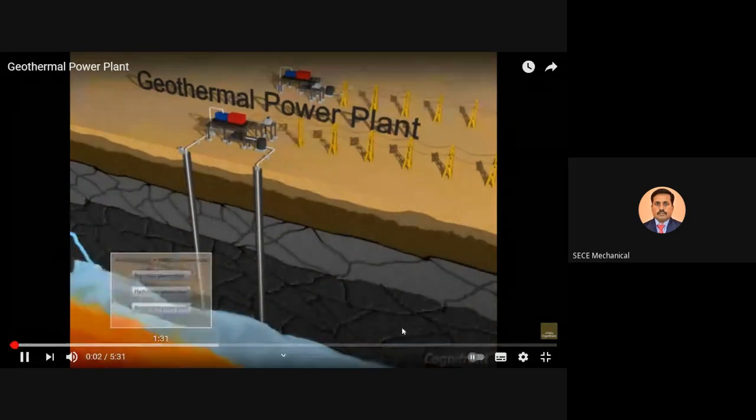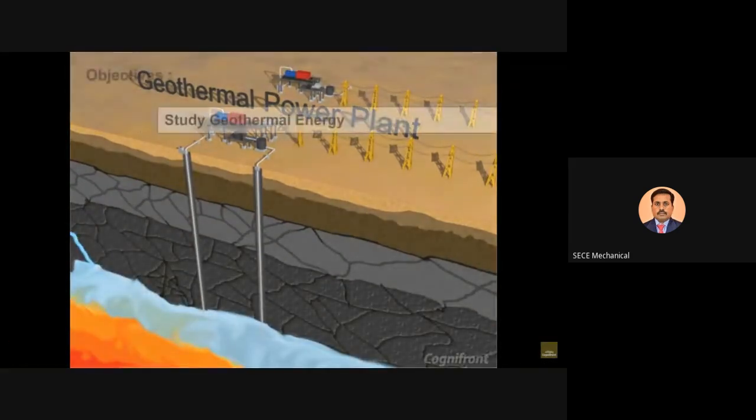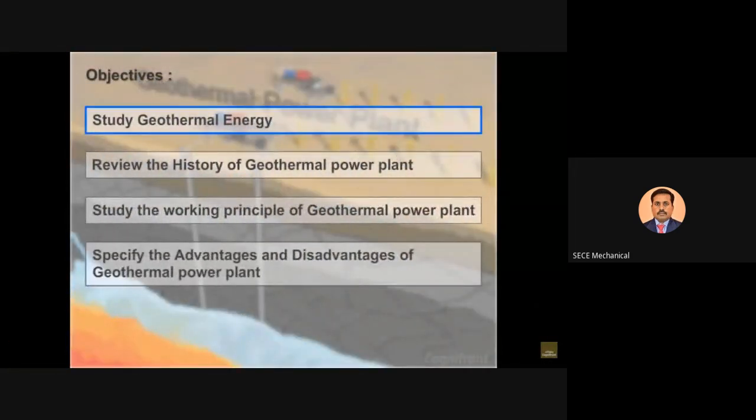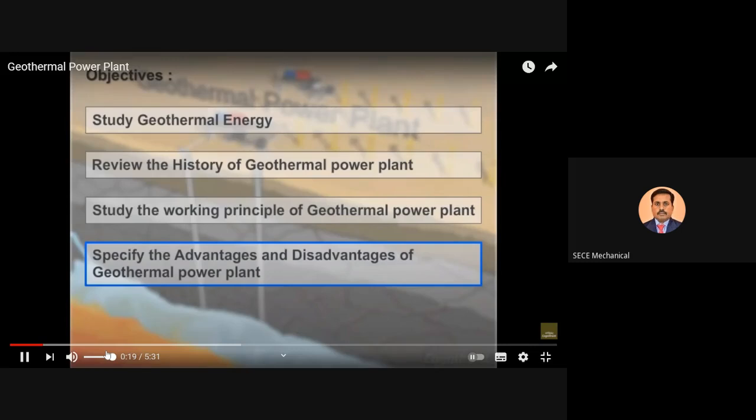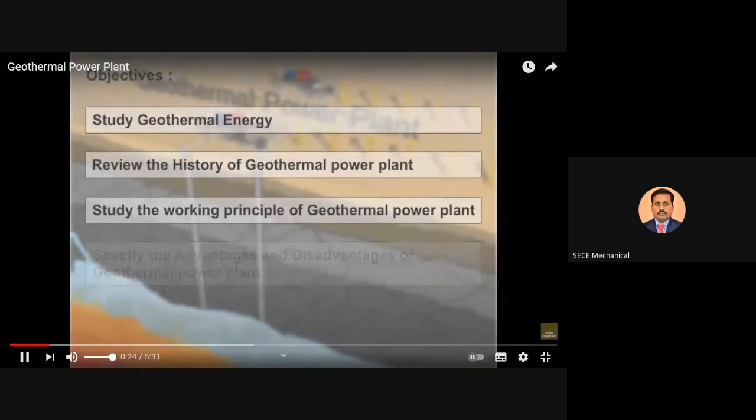Geothermal power plant. In this session, we will study geothermal energy, review the history of the geothermal power plant, study the working principle of a geothermal power plant, and specify the advantages and disadvantages of a geothermal power plant.